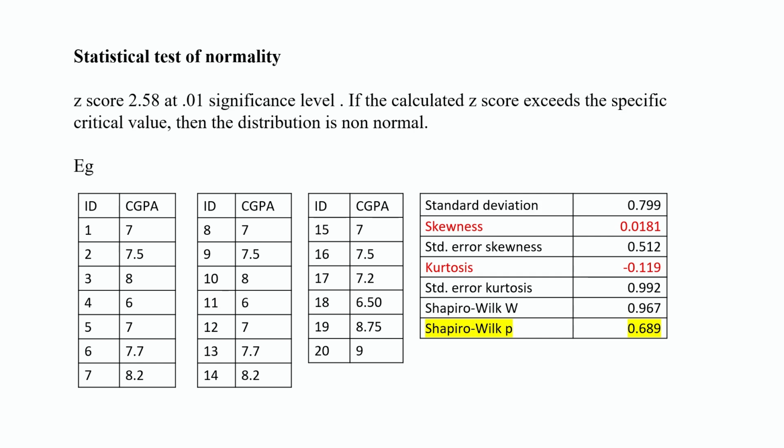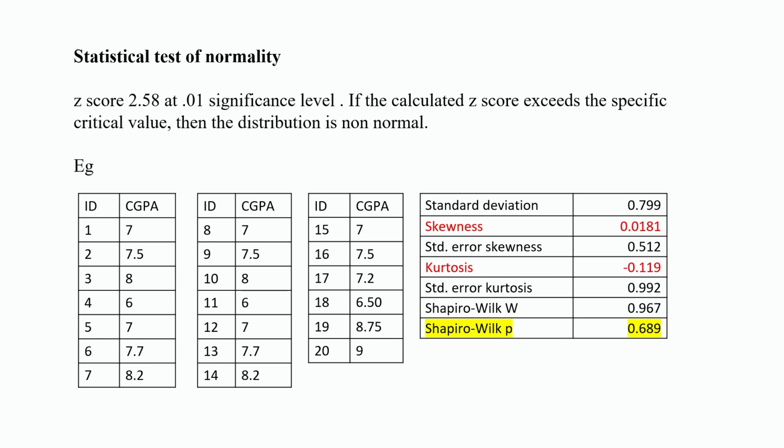Their semester results are measured as CGPA score. The score which is given ranges from 7, 8, like that. 20 students' scores I have placed here. So when you calculate the skewness, it is 0.01, and kurtosis is negative 0.119. So two values that you have to check here are skewness and kurtosis.